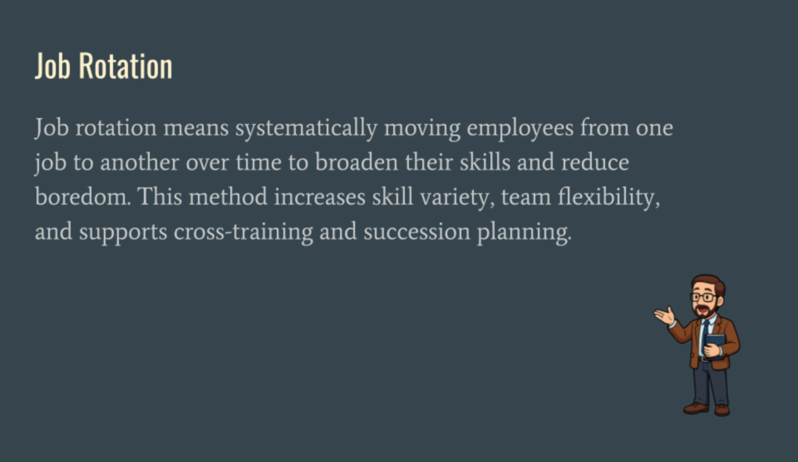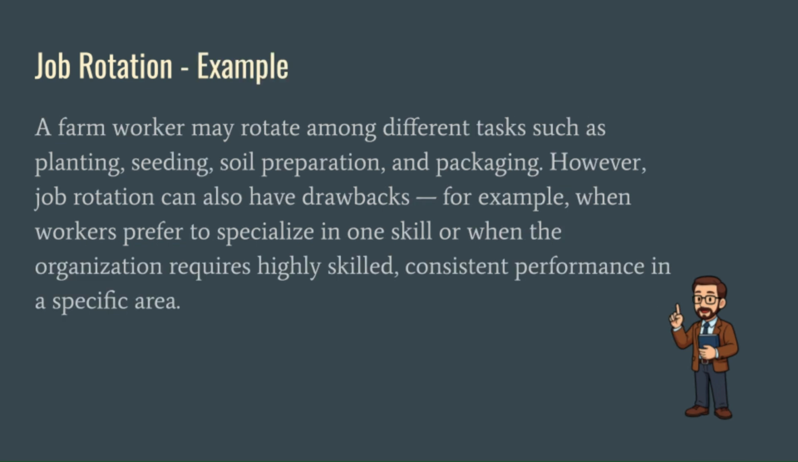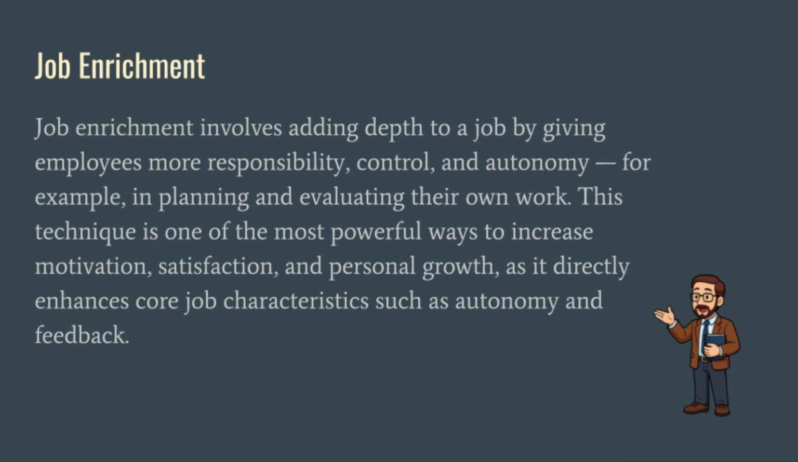Job rotation. Job rotation means systematically moving employees from one job to another over time to broaden their skills and reduce boredom. This method increases skill variety, team flexibility, and supports cross-training and succession planning. Example: a farm worker may rotate among different tasks such as planting, seeding, soil preparation, and packaging. However, job rotation can also have drawbacks. For example, when workers prefer to specialize in one skill or when the organization requires highly skilled, consistent performance in a specific area.